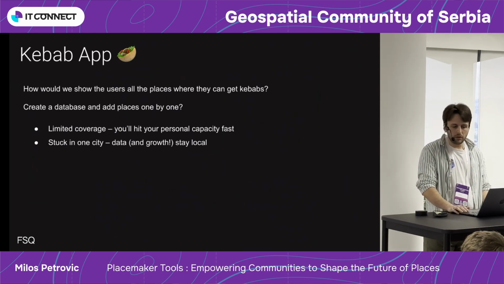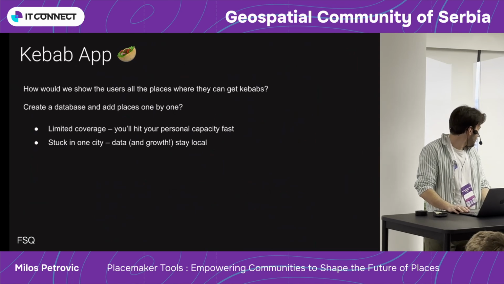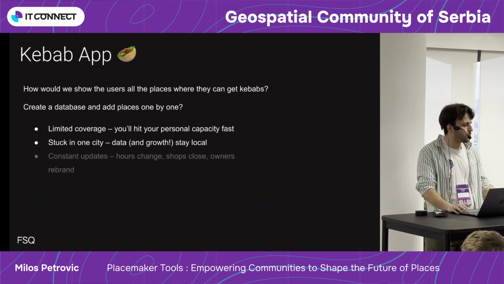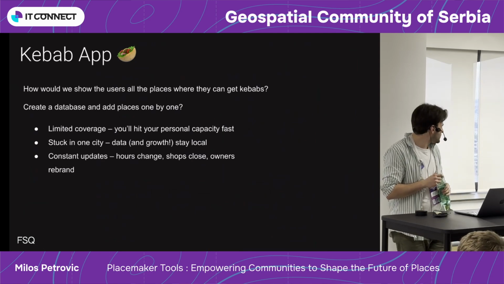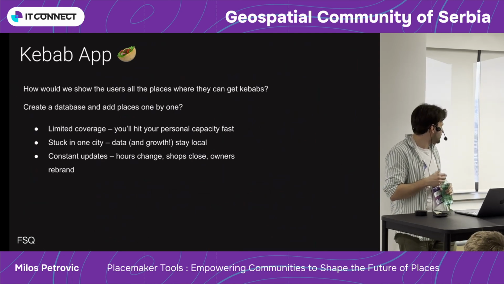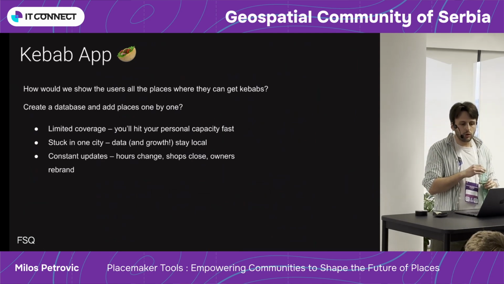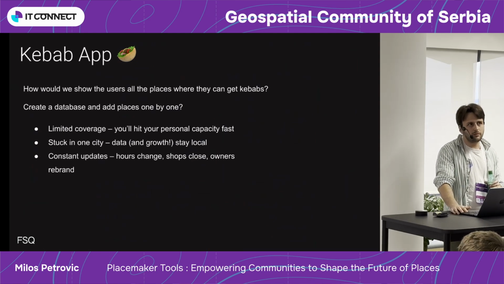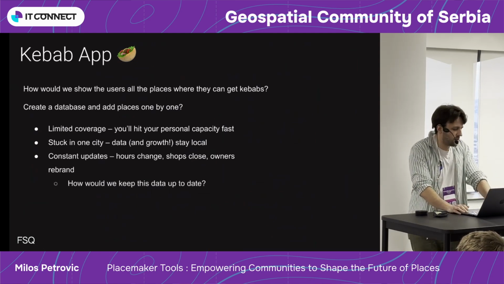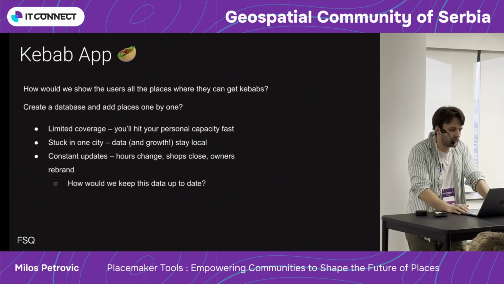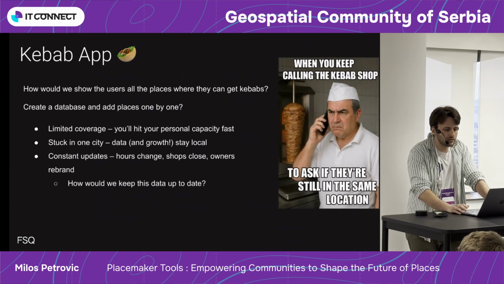But besides this problem, what is also pretty tricky is how would we keep our data up to date? As mentioned, places change their data all the time. Hours change, kebab shops close. What we can do is call every kebab place in our database each day and ask, are you still at the same address? But after two days, they will probably block us. So here is where Foursquare Places comes in.